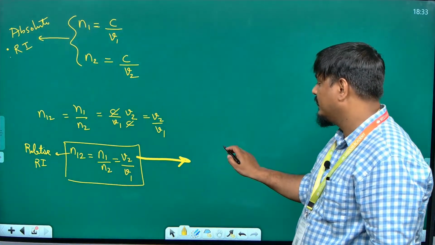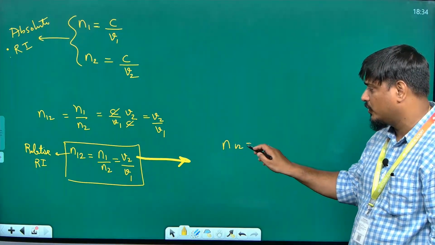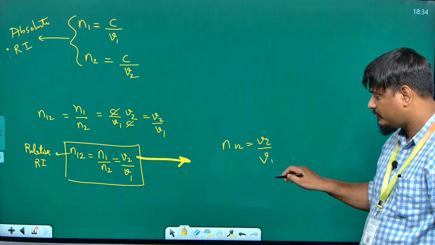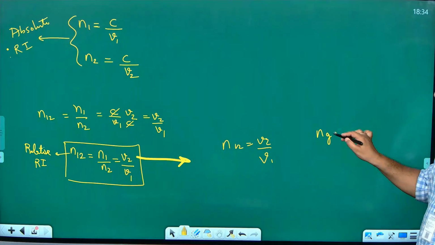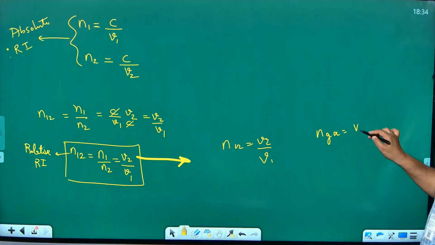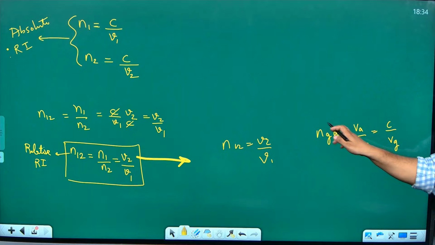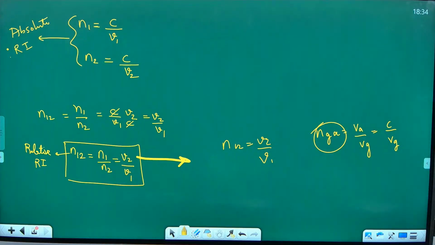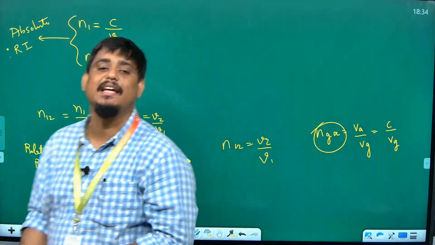If I would have written refractive index of, I know the formula is N12 is equal to V2 by V1, right? If I am writing refractive index of glass with respect to air, then what will happen? Velocity of air by velocity of glass, which will become equal to C by Vg, which is only called absolute refractive index, no? So, absolute refractive index is basically a relative refractive index only, with the second medium always taken as air.